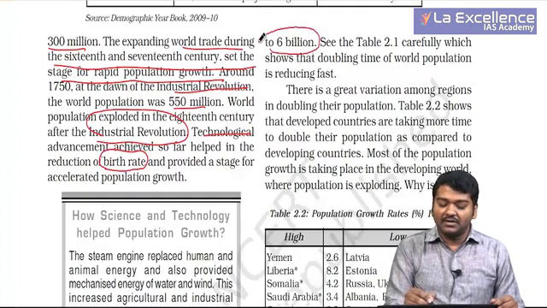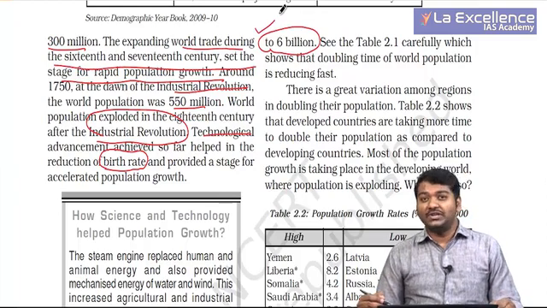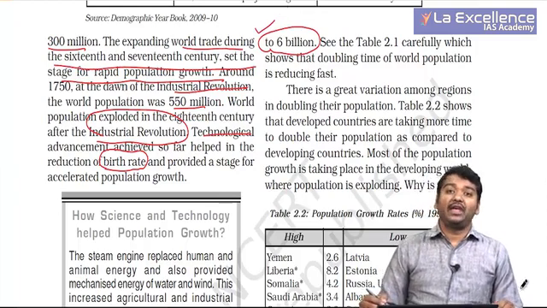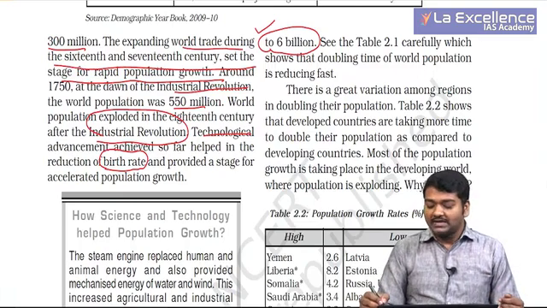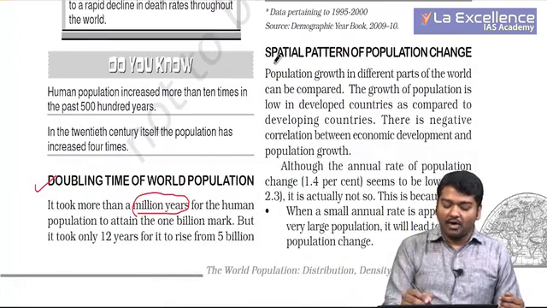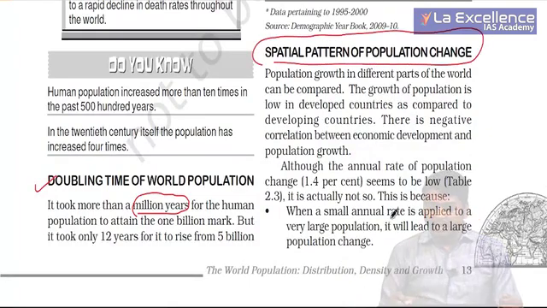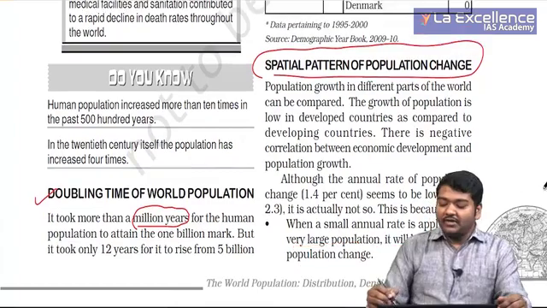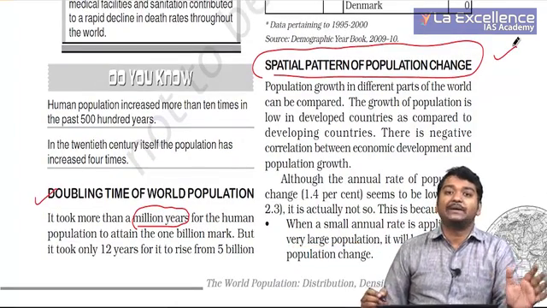This is when the world started realizing that the population is really exploding and measures need to be taken, and pressure came on India, China and other countries to reduce the population as much as possible, right? So, the spatial pattern of population change we need to understand. When a small annual rate is applied to a very large population, it will lead to a large population change. We need to look at the spatial pattern of population change. Don't go by percentages.